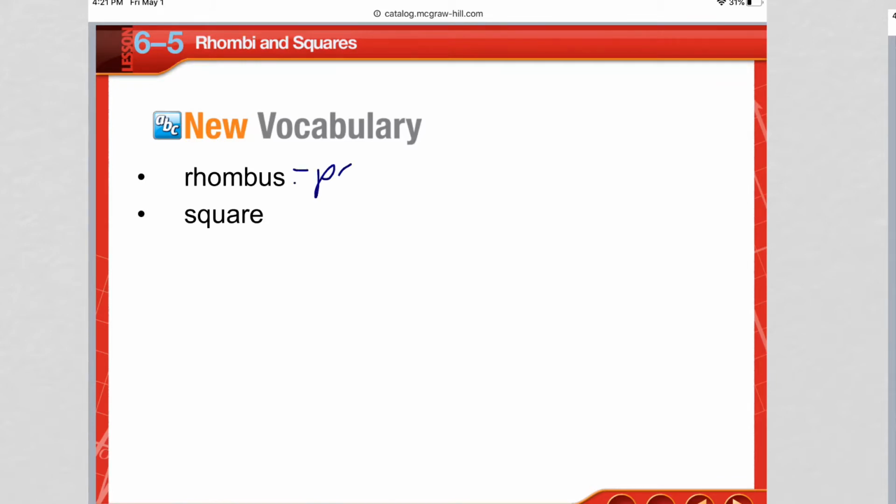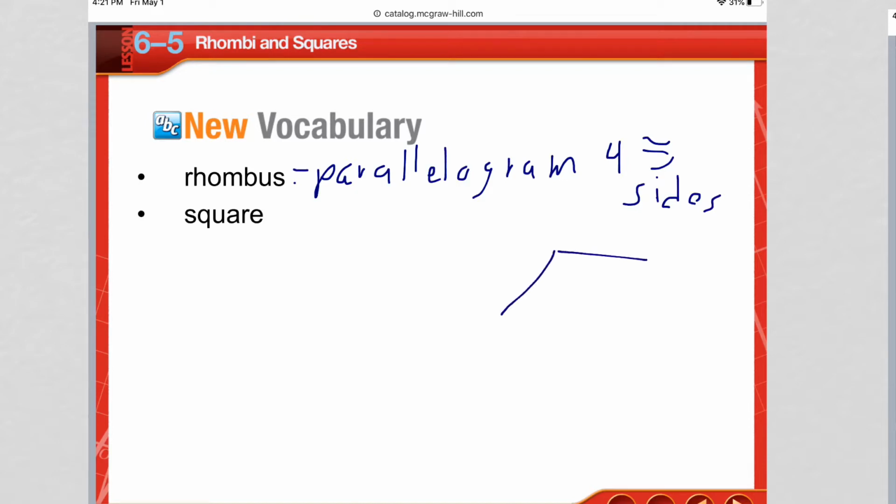It is a parallelogram, and it's a parallelogram that has four congruent sides. So a rhombus is kind of like a slanted square, so all the four sides are congruent.